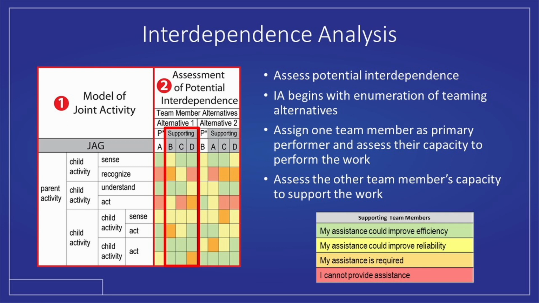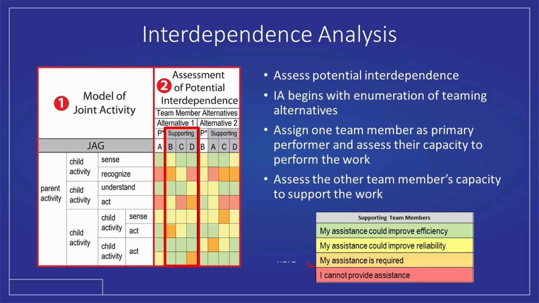For these columns, green is used to indicate that your assistance could improve efficiency. Yellow is indicating that your assistance could improve reliability. Orange is indicating that your assistance is required, and red is indicating that you cannot provide any assistance. This categorization provides a characterization of the supporter's ability to provide help.